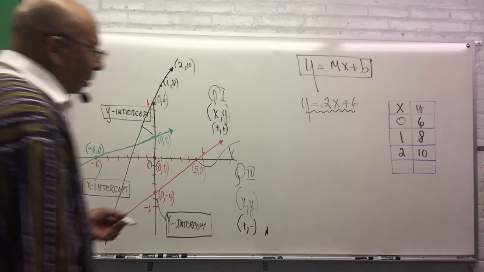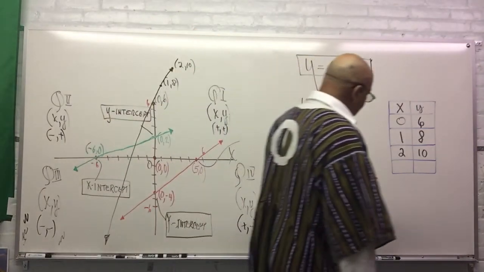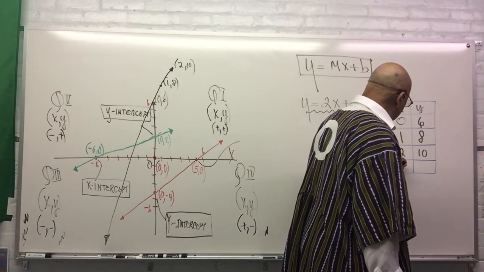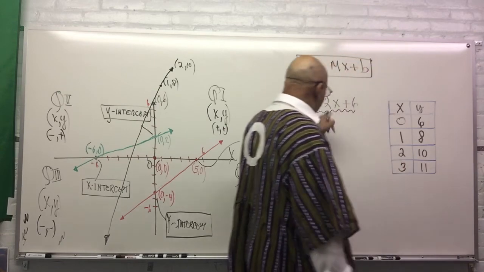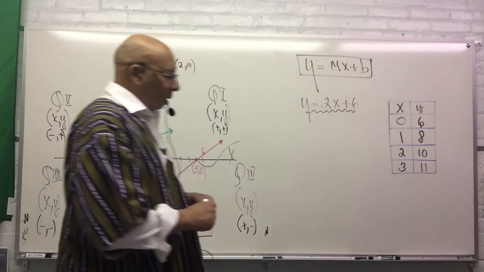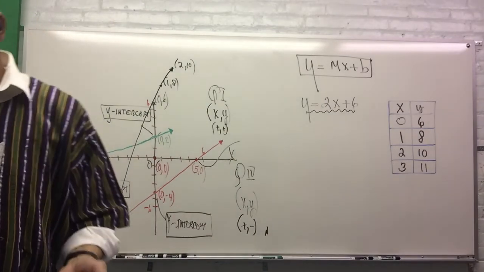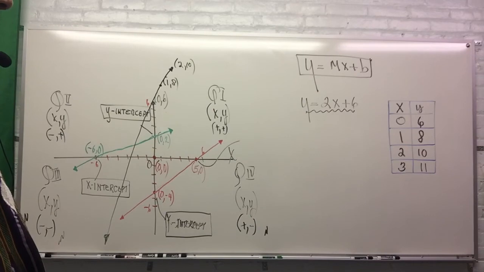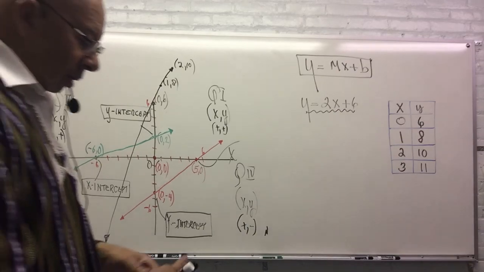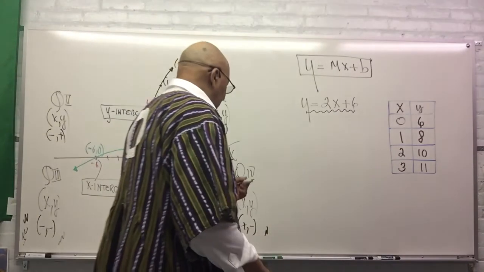What if I ask you, is this point on the line, 3, 11, is that a point on this line? You might say, you don't know. Then I would say, well, how would you find out? And you might say, we don't know. So I'm going to show you, and then the next time you will know.